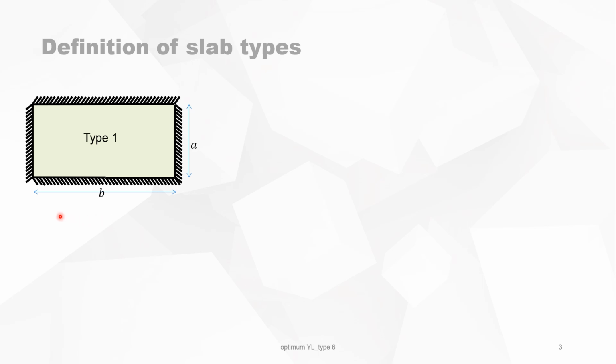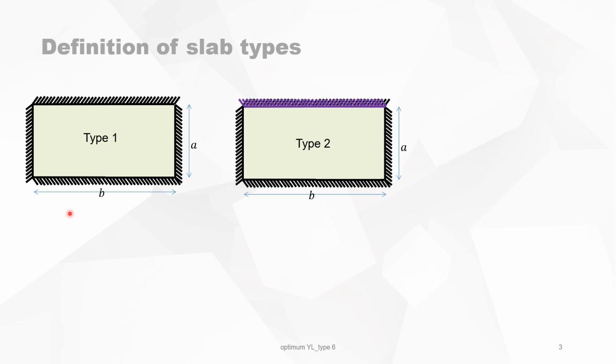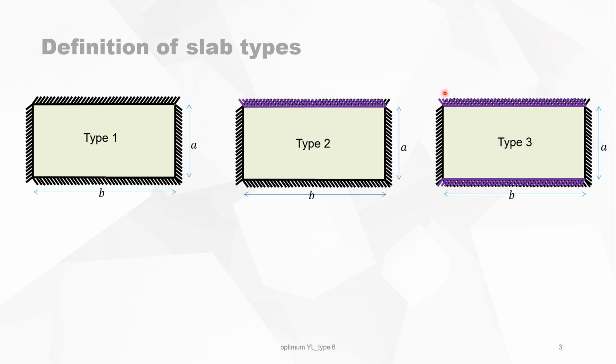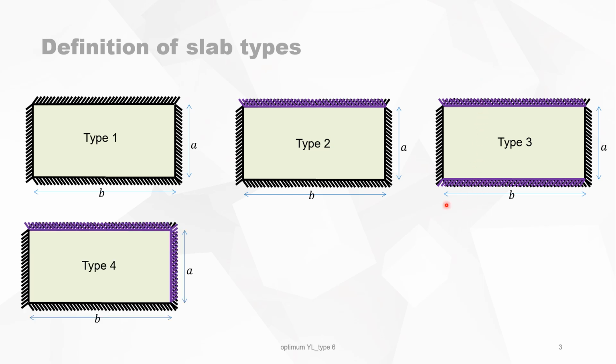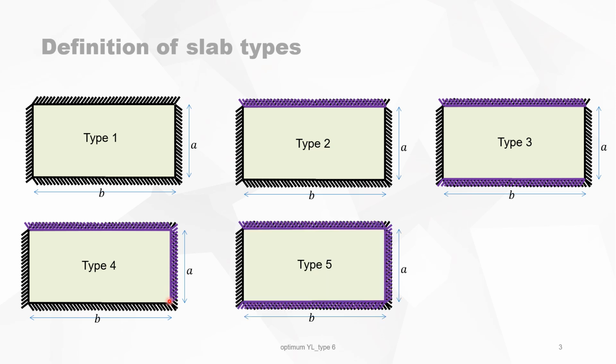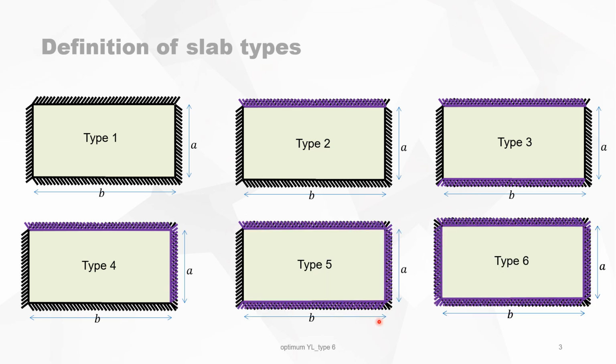Type 1 is a rectangular slab simply supported at the four sides. Type 2 has one fixed end. Type 3 has two fixed ends opposite to each other. Type 4 has two adjacent fixed ends. Type 5, three adjacent fixed ends. And type 6 has four fixed ends. This video will deal with type 6.